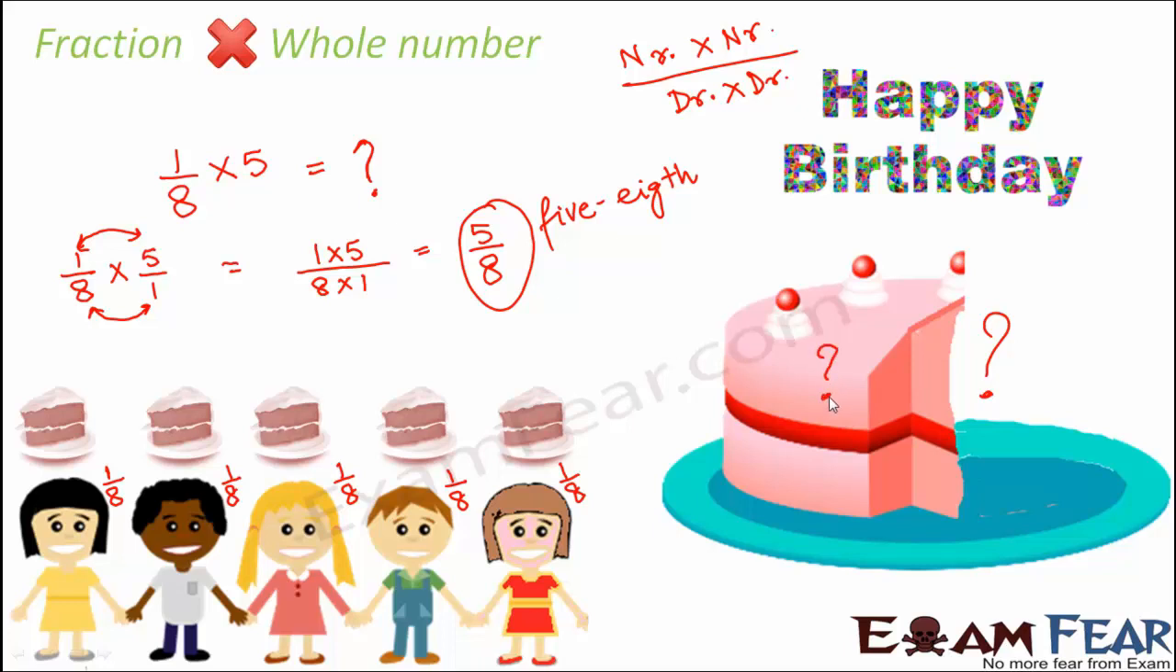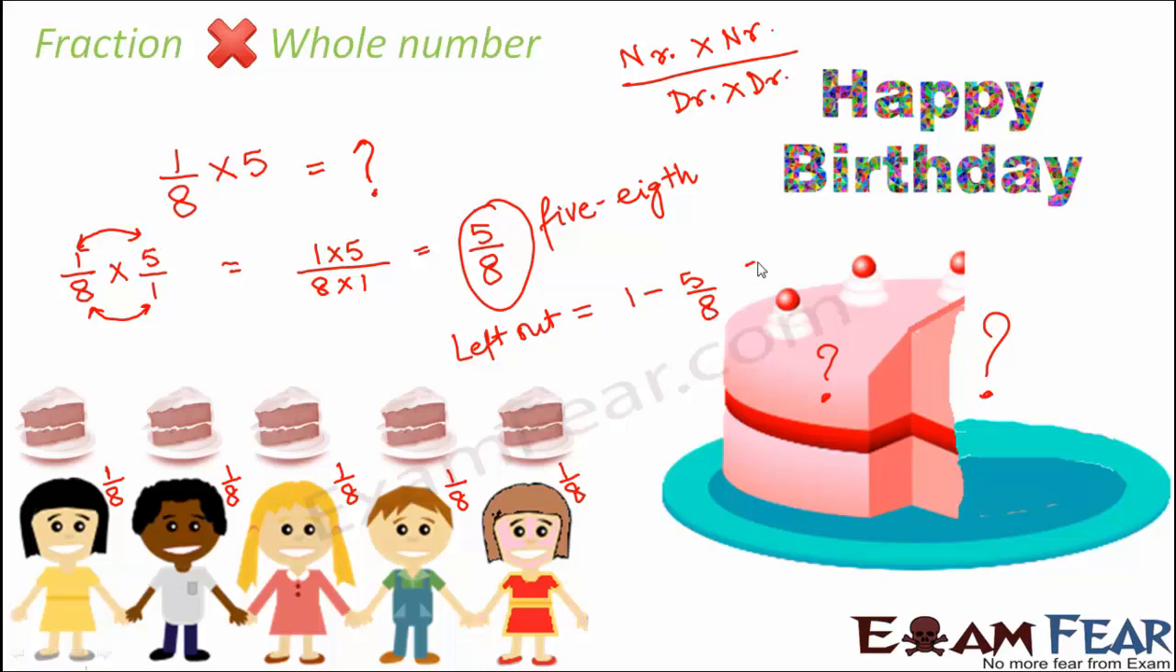Now how much is this part of the cake which is left out? So how much part of the cake is now left out for your family members? So how would you get the left out part? The left out part would be nothing but 1 minus 5/8. Why 1? Because the complete cake is 1. Right? So the complete cake would be denoted by 1, and out of that 5/8 part is already eaten.